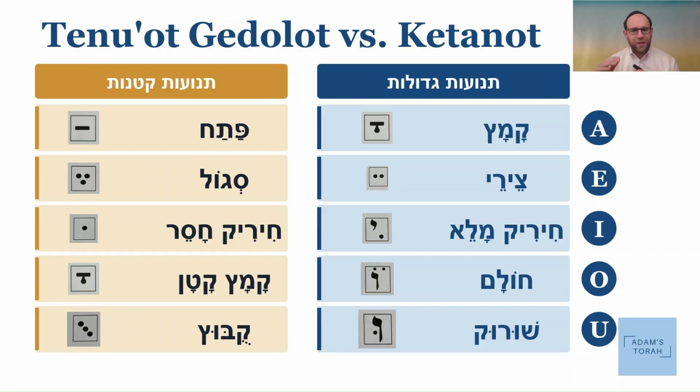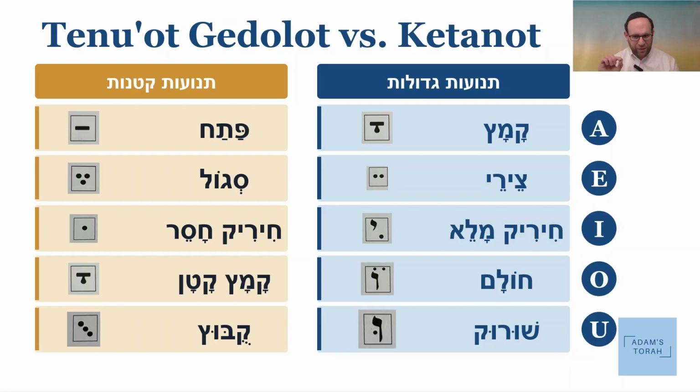Next, let's talk about the I, because this is interesting. You have a chirik. Chirik is a dot underneath the letter that makes an E sound. Now, if the next letter after that dot is a yud, so it's followed by a yud, that yud is actually part of the vowel, making it a chirik maleh. Maleh means full or complete. It is a complete chirik.